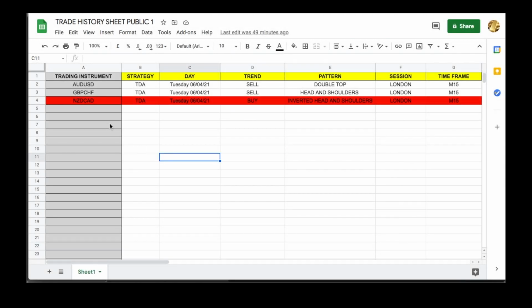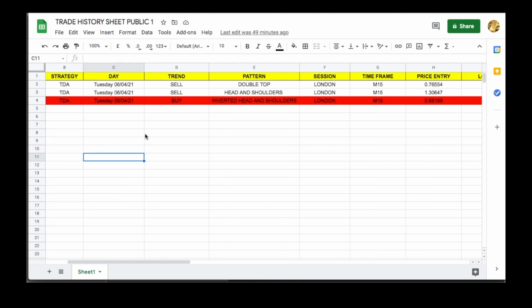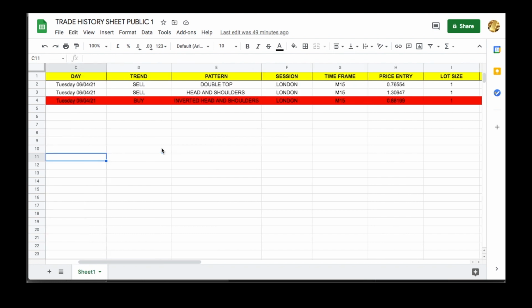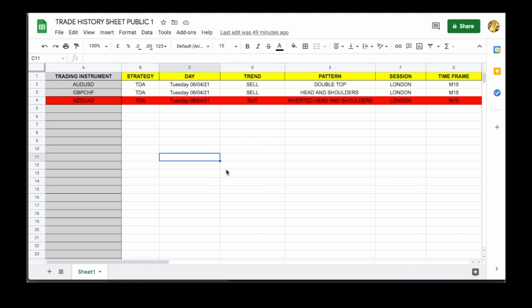Now, this is a trade history sheet. I will be giving this sheet out to a lot of my students first, just to see how they work with it. If they like it and they give it the go ahead, the approval, then I will start to give it to the public after. I just want to make sure that it's good for public use. That's why you can see I put public here. And yeah, I'm testing this myself. And also at the same time, like I said, I'll give it to my VIPs.